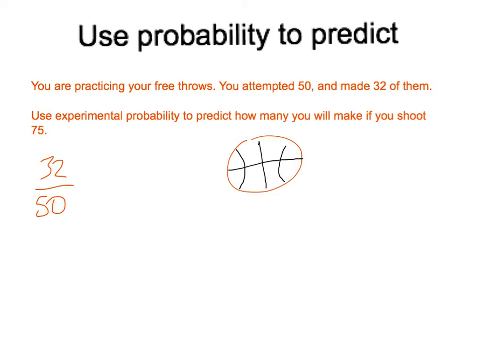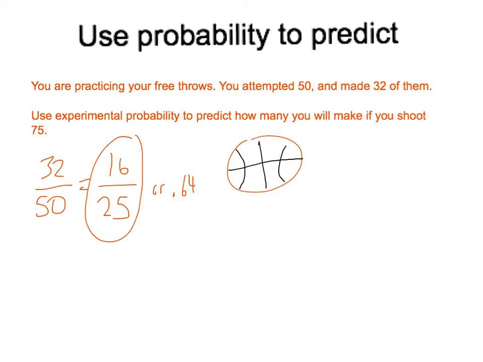Okay, so 32 out of 50. We could simplify that fraction down. Divide by 2. You would get 16 out of 25, and if we're going to leave it in fraction form, we would just leave it, okay? Now, if you really wanted to, you could take 16 divided by 25, and you get 0.64, okay? But for our purposes, this is probably going to be the form we want.